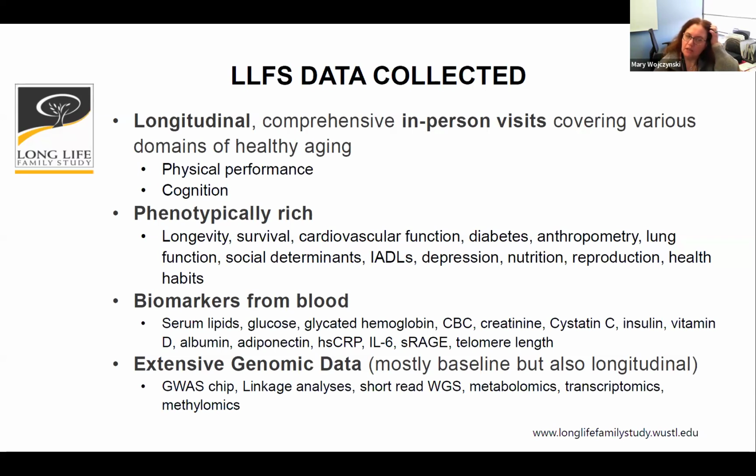Further, we've used their blood to do extensive omics. Most of these are at baseline, but for some of the participants we have done longitudinal, and we're still working on that. So we have GWAS chip data at baseline. We perform linkage analysis, so we have the identity by descent matrices to help us do that. We have short read whole genome sequencing on everybody. Metabolomics is done on everybody. And then on a subset, we have transcriptomic data and methylomic data. Next slide, please.